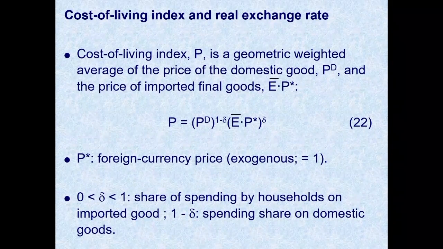Remember what I said at the beginning? Households spend on domestic and foreign goods. Here the assumption is that they spend a fraction delta of their total expenditure on imported goods, and therefore they spend a fraction 1 minus delta on domestic goods. So a cost of living index is simply a geometric average of the two prices with weights reflecting the share of spending on each category of goods, okay? So this is a common definition of a cost of living index. It's basically based on the distribution of household expenditure, all right?